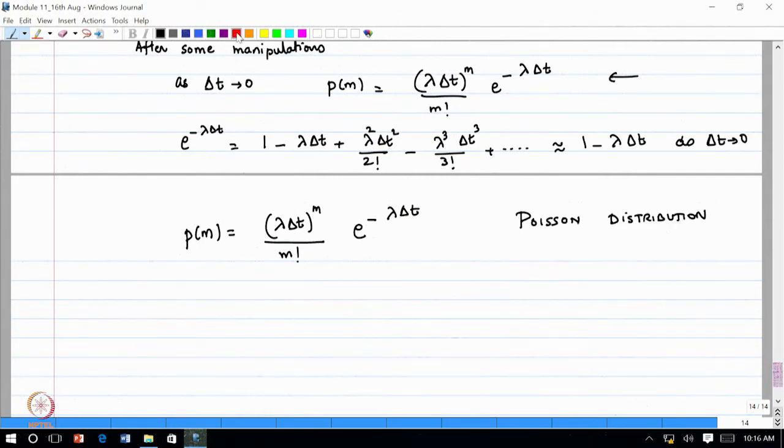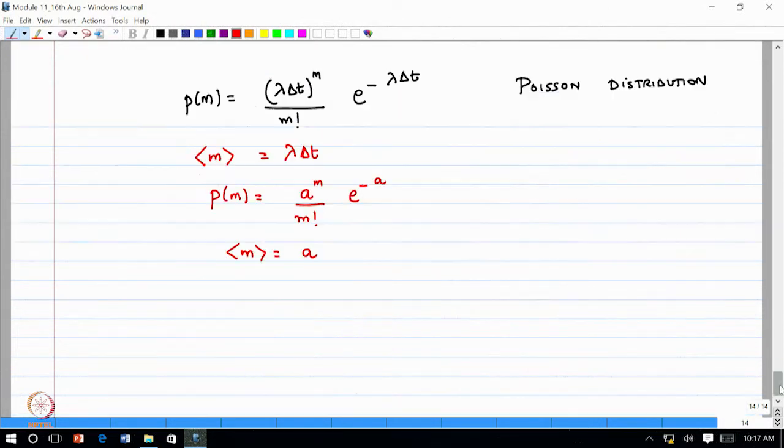Okay. And what are the properties? Average value of m equal to lambda times delta t. Sometimes you can write p of m as a raised to m divided by m factorial e raised to minus a, where a is the average value, and the average of m is equal to a. Again, this is something that you can show fairly easily.